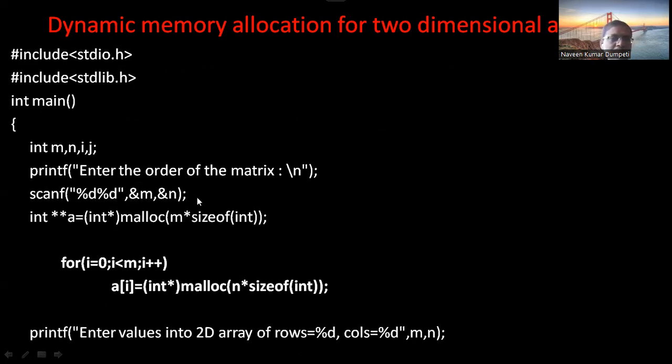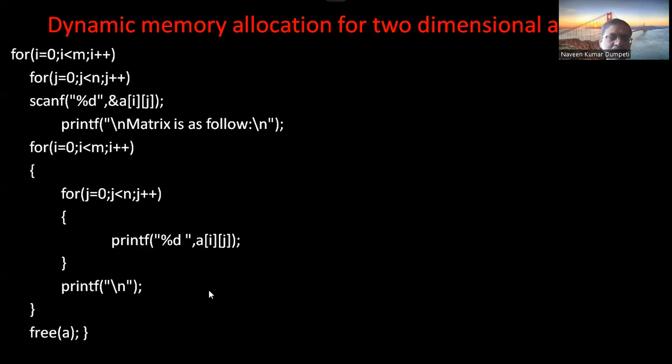So this is a program for the same. You can go through it. This statement is to store the addresses of one-dimensional arrays, and this is the memory allocation for each one-dimensional array. This is the memory allocation for each row, or each one-dimensional array, in multiple iterations of the for loop. So this part is the memory allocation for the entire two-dimensional array.